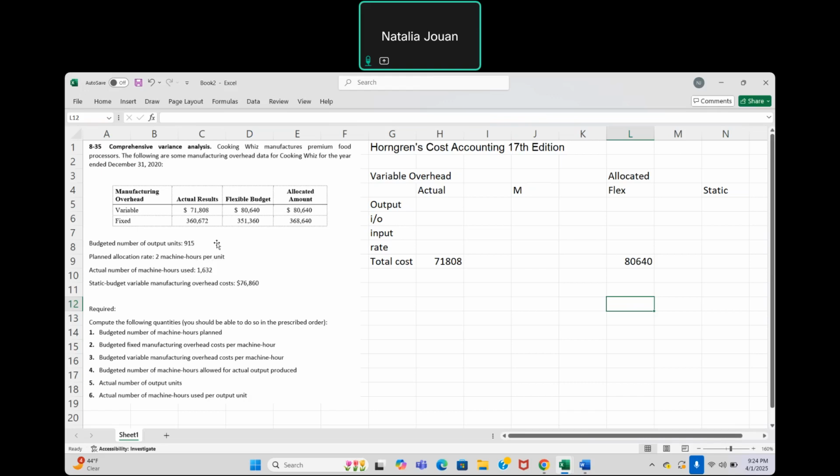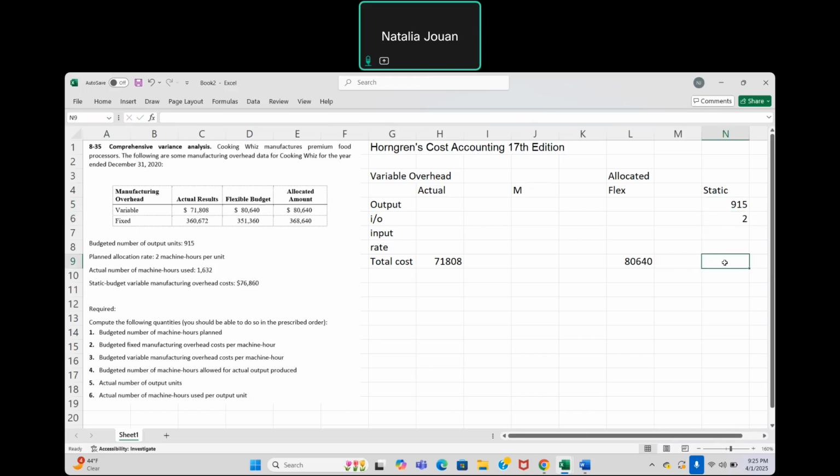Then we have the budgeted number of output units. Again, budgeted, so it's output and it's budgeted, and we're going to put it under the static. And then we have the planned allocation rate. So this is the input required to make a unit of output. We need 2 machine hours to make 1 unit. Again, that's also a budgeted number.